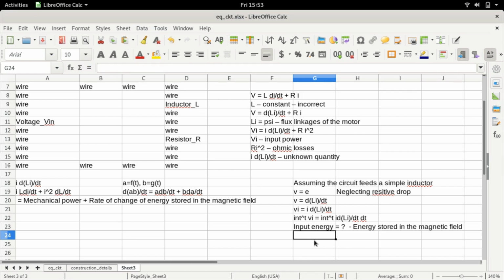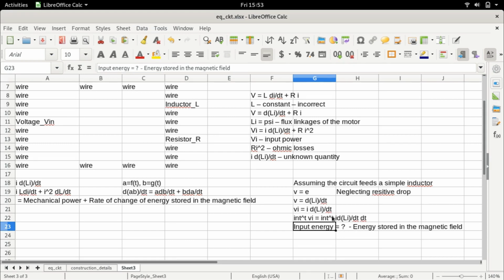Why? Because here we are not taking into account any of the mechanical aspects of the circuit. For now, we are assuming this circuit is a simple inductor, only that the inductance is variable. There is no mechanical component, so there is no mechanical energy, there is no mechanical power. And we have already neglected the resistive drop. And because we are neglecting the resistive drop, we are saying that this entire input energy is stored in the magnetic field.